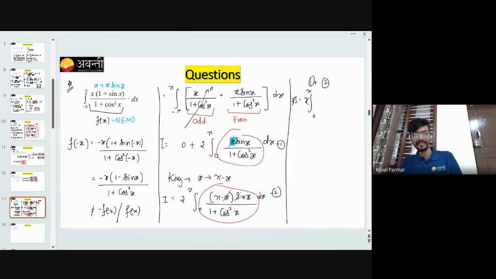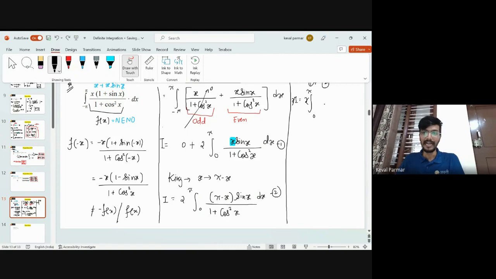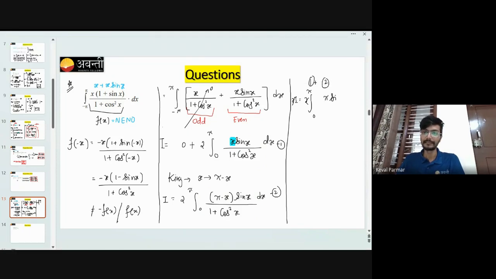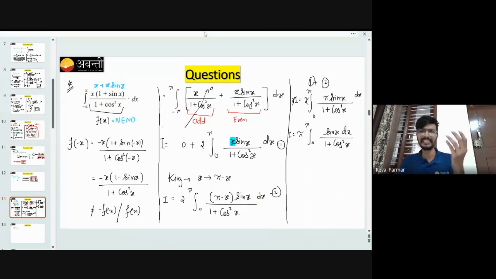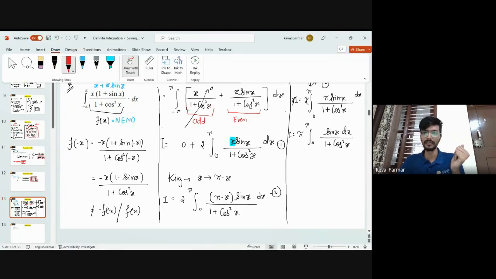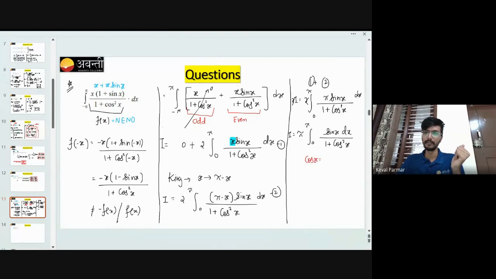Get it? So if I add this, as you can see, x will get cancelled. I'll be left with pi sine x upon 1 plus cos square x dx. That means I will be equal to, I can remove pi outside, integration 0 to pi sine x dx upon 1 plus cos square x. Now we can easily integrate this by using indefinite integration. What we can do here, we'll put cos x equal to t. So sin x dx will be equal to minus dt.